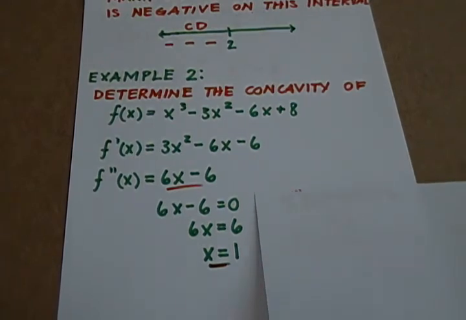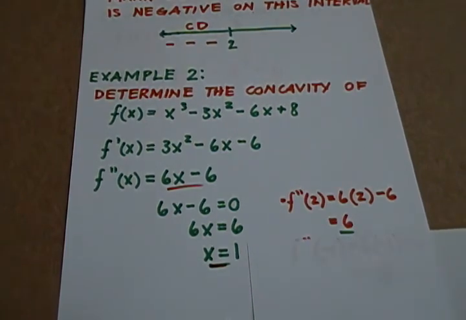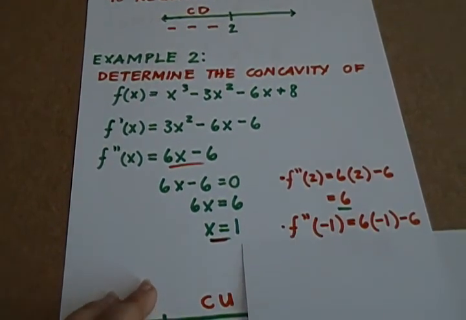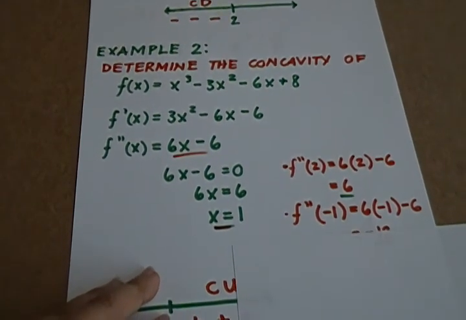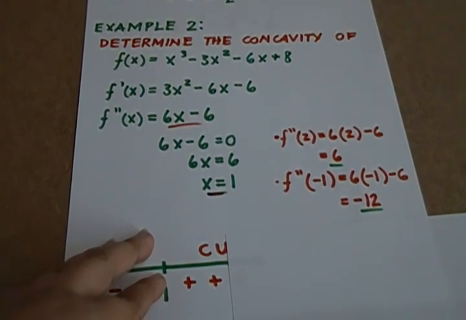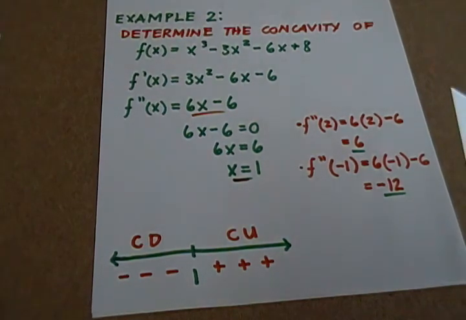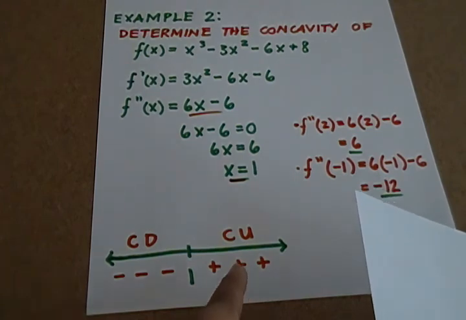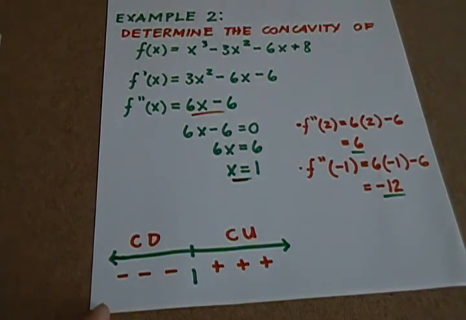Now, I plug in a number greater than 1 into the second derivative, and I get a positive number. And I take a number smaller than 1 and plug that into the second derivative, and I get a negative number. Now, I put that into the line graph over here and see that it is positive on this interval, therefore it is concave up, and that it is negative on this interval, therefore it's concave down.